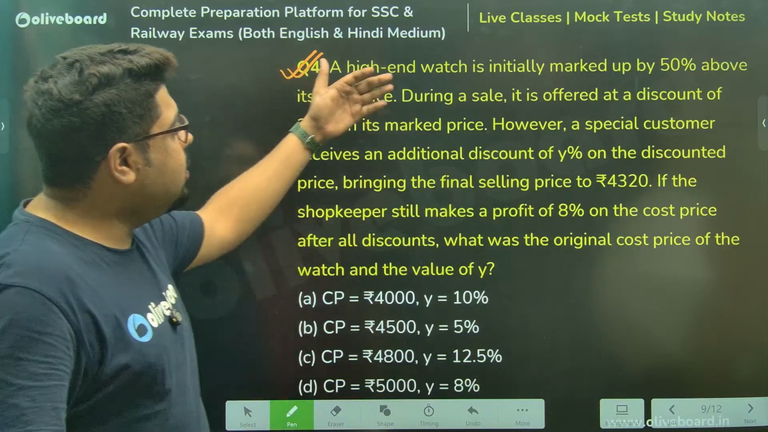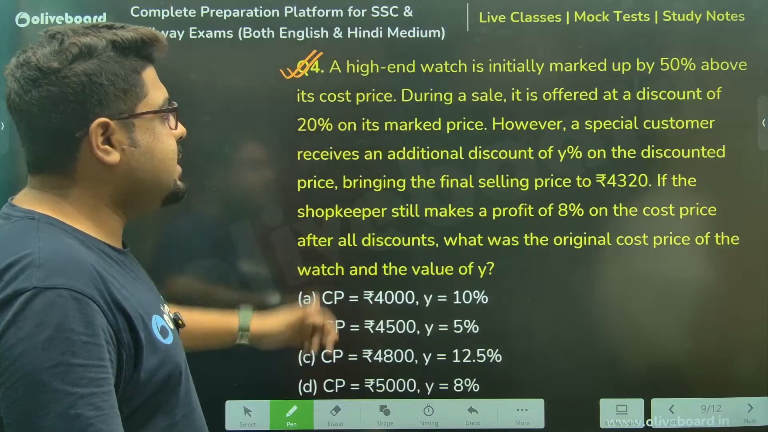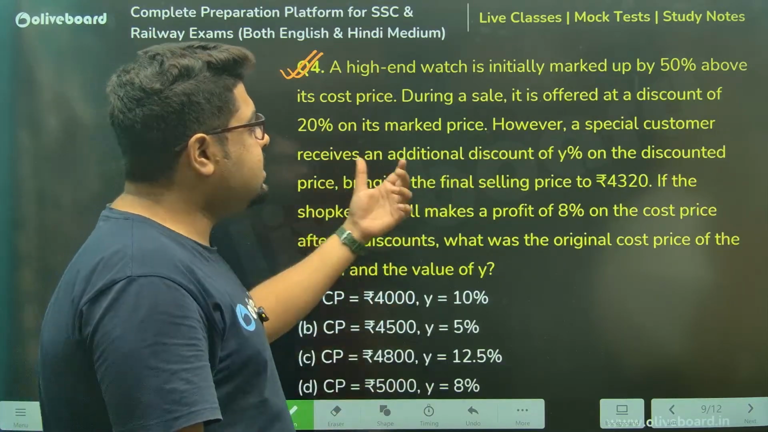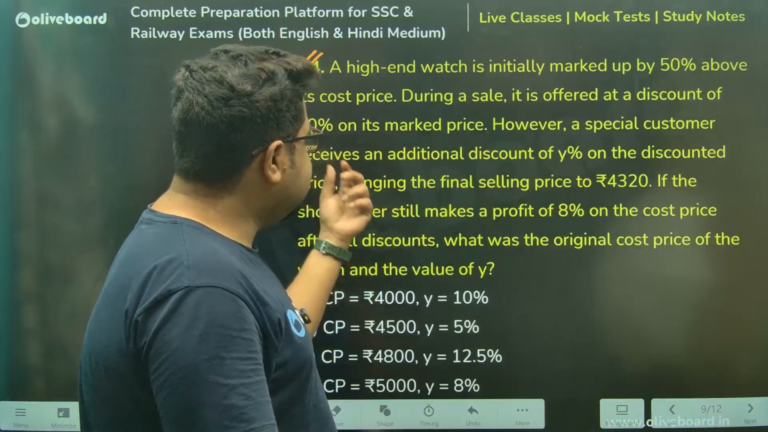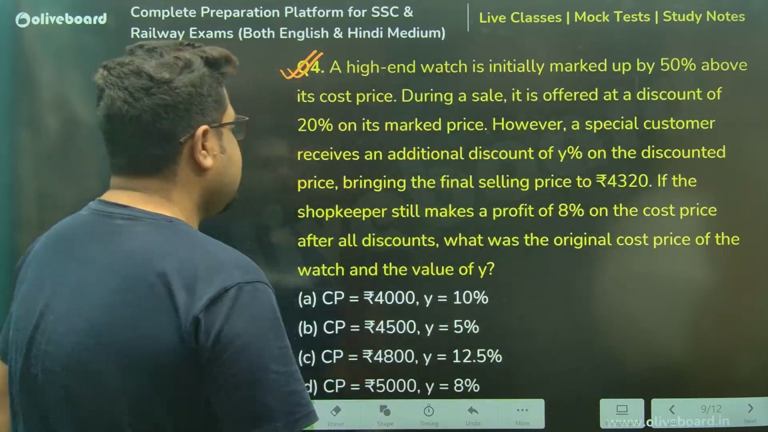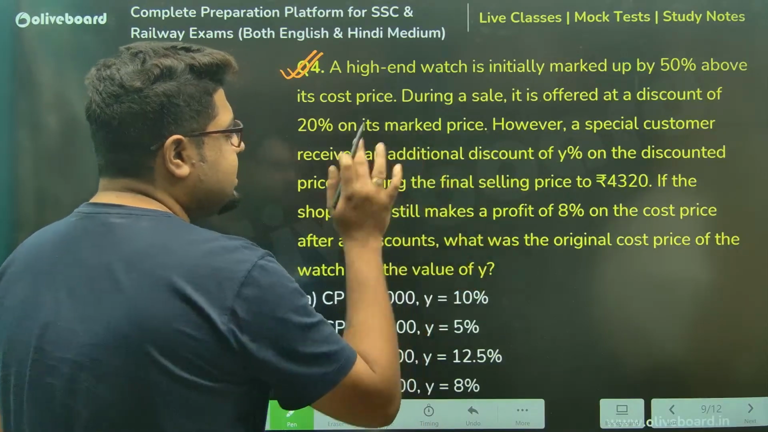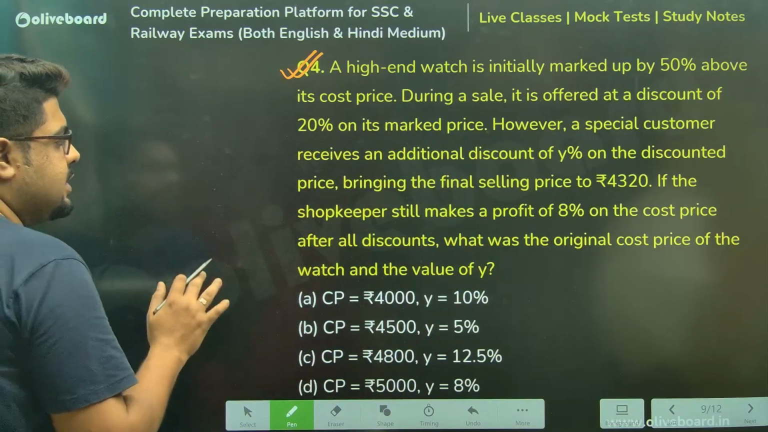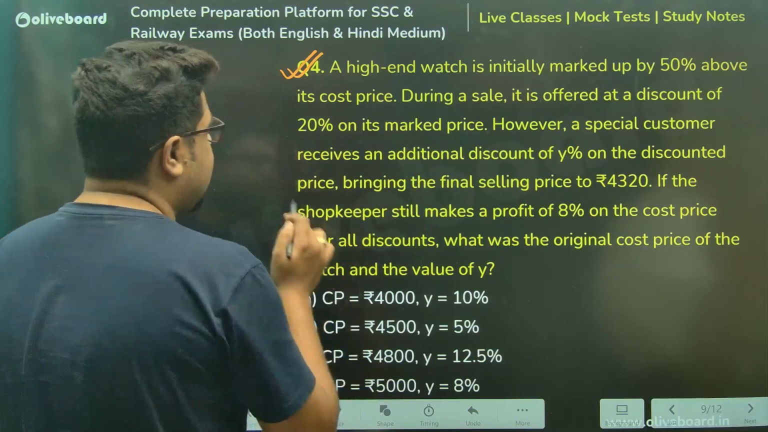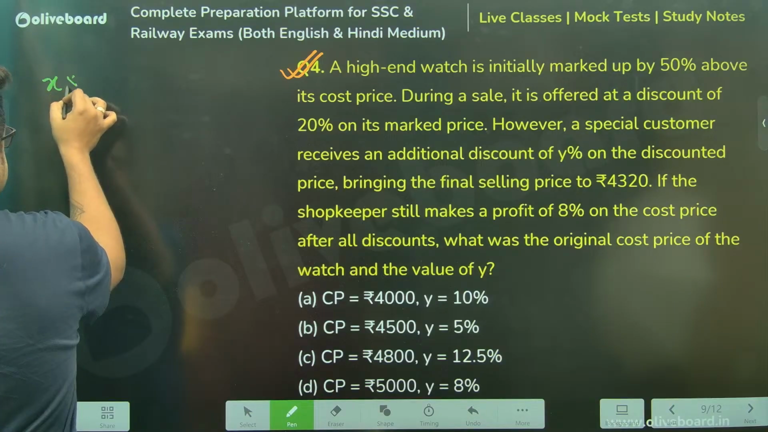Sir, a high-end watch is initially marked 50% above CP. During a sale, this much discount is offered. However, a special customer receives an additional discount of Y% on the discounted price. The final selling price is this. If this is the cost after all the discounts, what is the cost, sir? First of all, sir, let's figure out the value of Y.